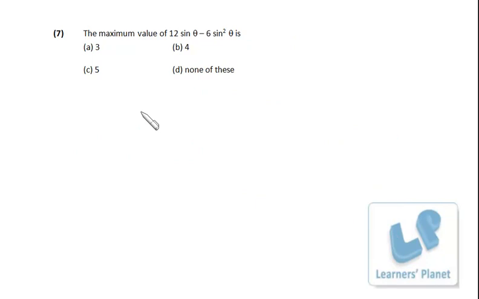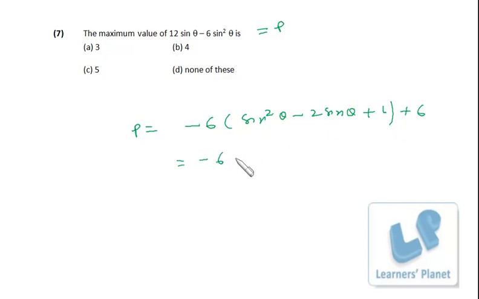Now the maximum value of this expression, once again an interesting problem. I assume it to be P. So P is equal to, I take minus 6 as common, sine square theta minus 2 sine theta. Like a square minus 2ab, I add 1 and deduct 1. If I deduct 1, it will be minus 1, and that minus 1 into minus 6 gives plus 6. So precisely, out of the bracket it will be plus 6. So this is minus 6 times (sine theta minus 1) whole square plus 6.